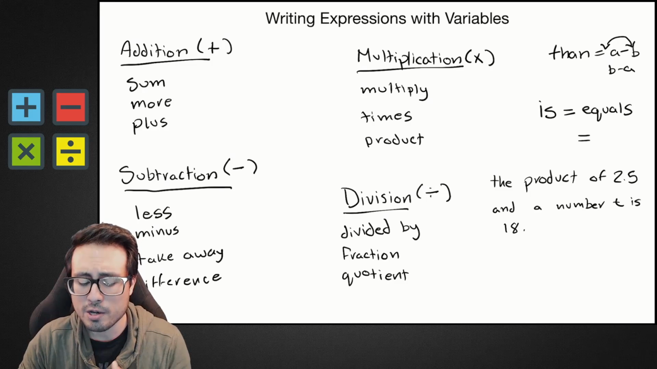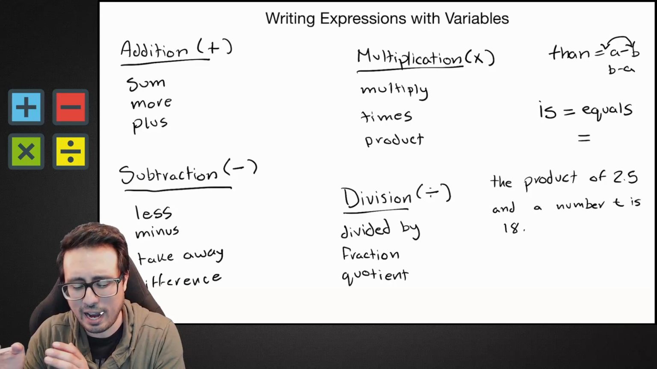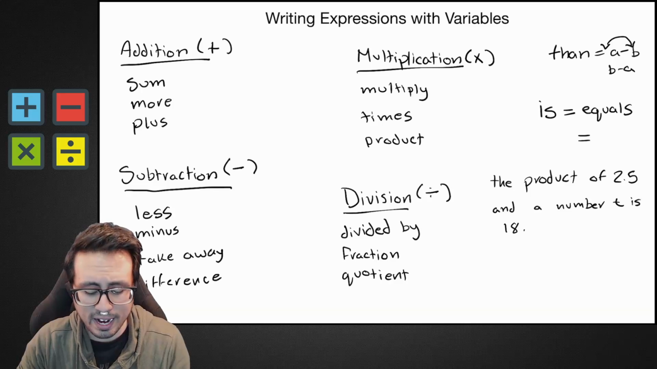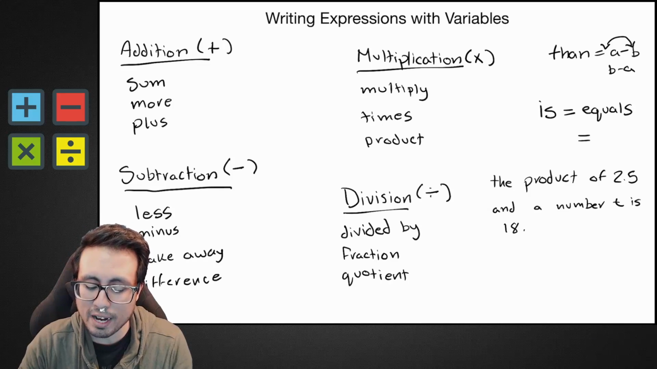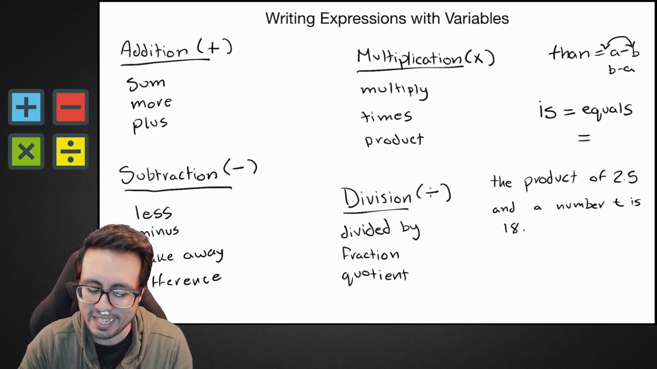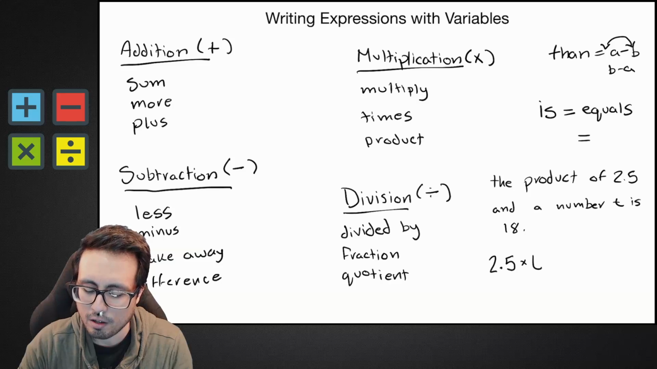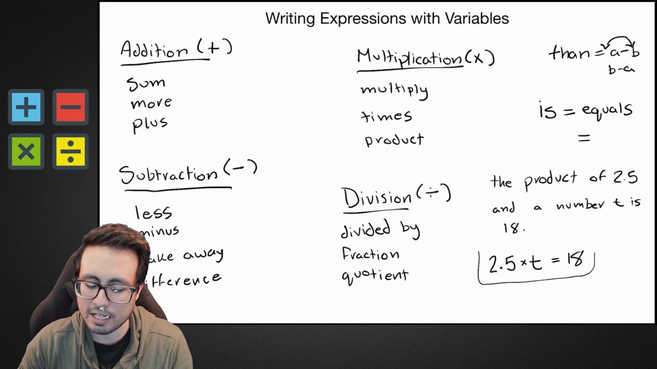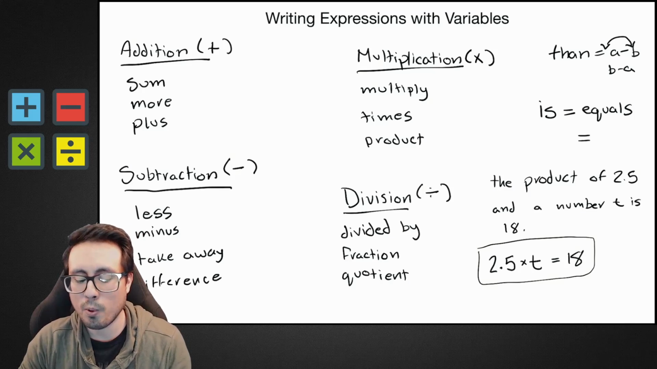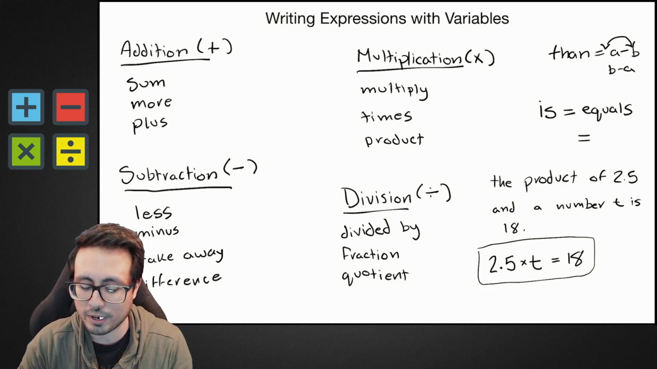Okay, so they gave us a word problem here, and they want us to turn it into an algebraic expression. So again, I'm going to write it as I read it. So product, when I see the word product, I'm automatically thinking multiplication. So the product of 2.5 and a number t. So right off the bat, I'm thinking 2.5 times t. Times t is 18. Is, we said, means equals, and then 18. And that's it. That's my algebraic expression. 2.5 times t is equal to 18.